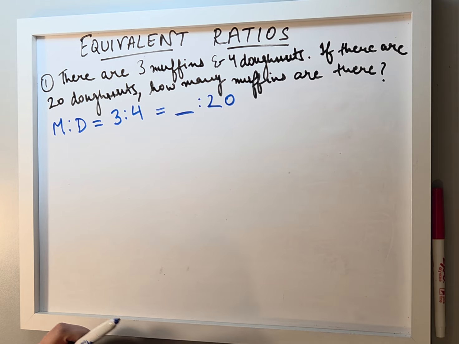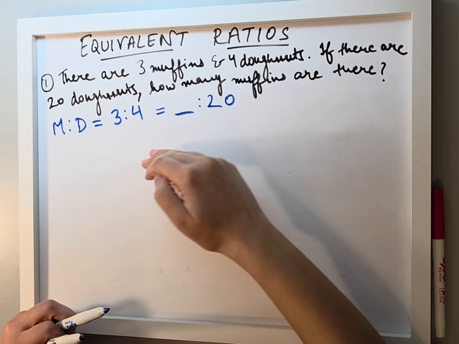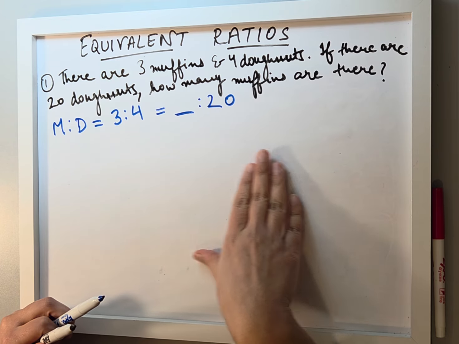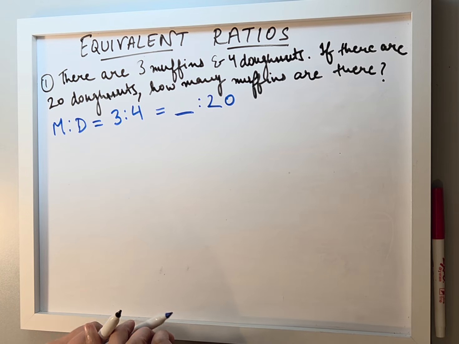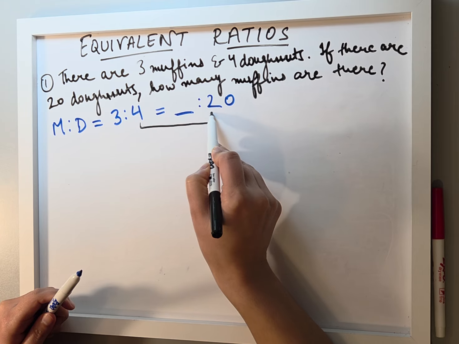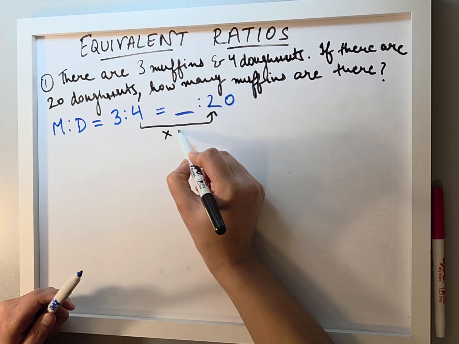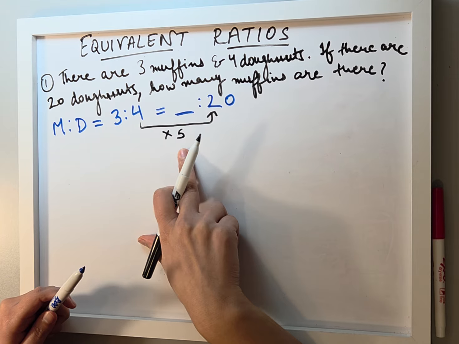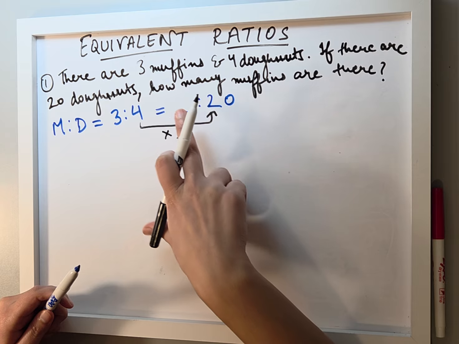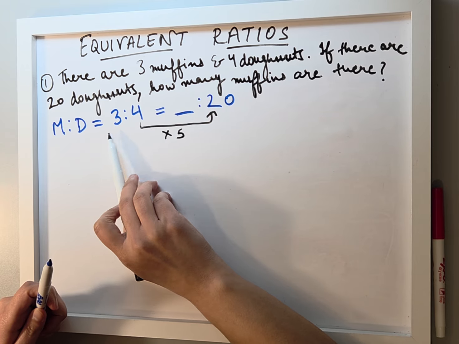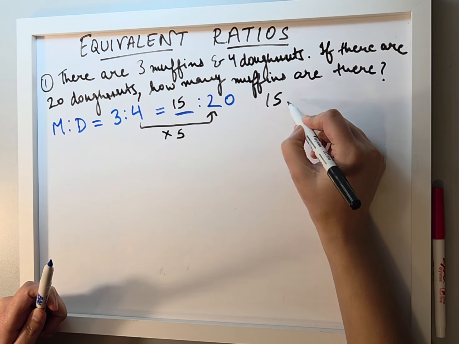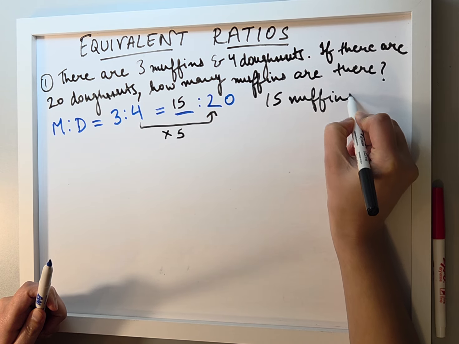We can only find it if it follows a particular ratio order, so if there are equivalent ratios. So what operation is being performed on 4 to make it 20? It's being multiplied by 5. So 4 into 5 gives us 20. So how many muffins will we have? We'll do 3 into 5, that gives us 15. So the answer is 15 muffins.